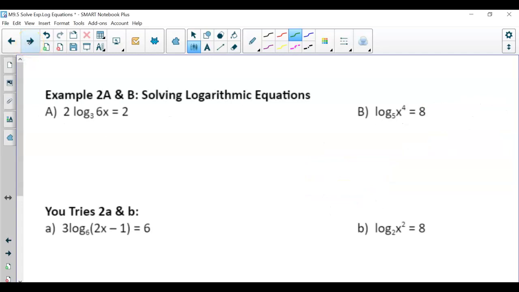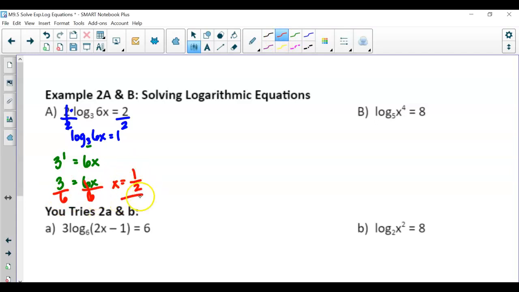So now, another type of problem is here. Just like before when we were finding inverses, you need to make sure that the log is by itself. Notice how here the log is being multiplied by 2. So I'm going to divide both sides by 2. Now I've got log base 3 of 6x is equal to 1. Here I've just got a good old log, not two logs on the two sides. So in order to solve this, we are going to convert it to an exponential. So my base is 3 to the first power, which is equal to 6x. Now 3 to the first is just 3, so 3 is equal to 6x. Now we just solve for x and divide both sides by 6, and you get x is equal to 1/2.